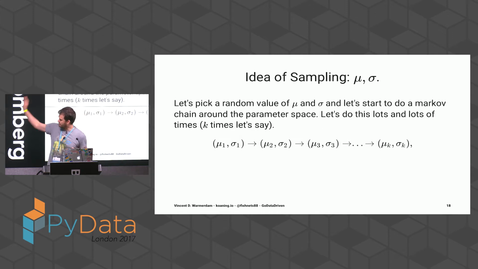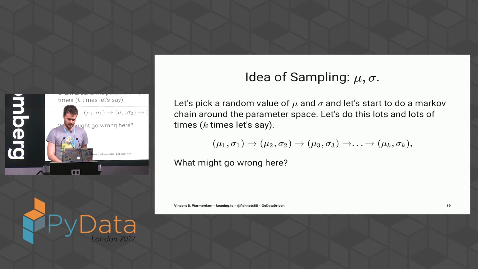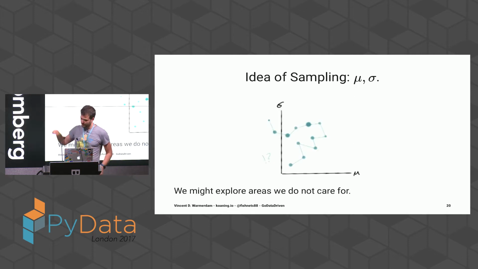So same idea. Let's just pick a random value of mu somewhere and a random value of sigma, and let's do a Markov chain in the parameter space. And let's do this lots and lots of times, and we get this chain with lots of these values. And again, you could wonder what might go wrong here. It's the exact same thing as with the pi example, because if you think about it, if we're sampling such a thing, this is the Markov chain you might get.